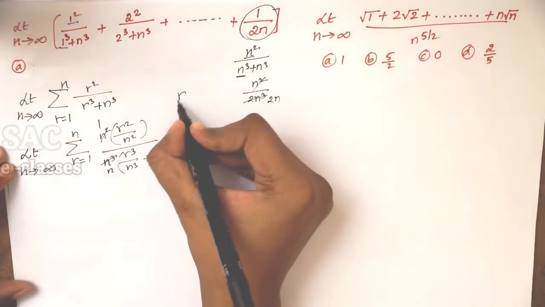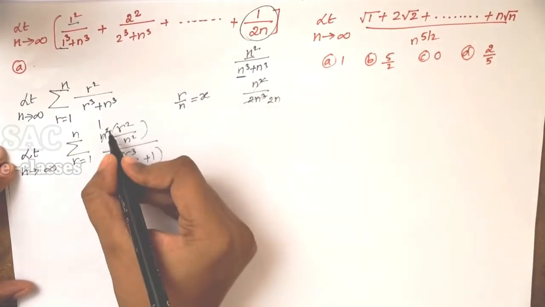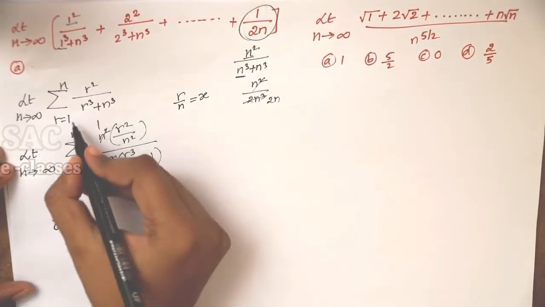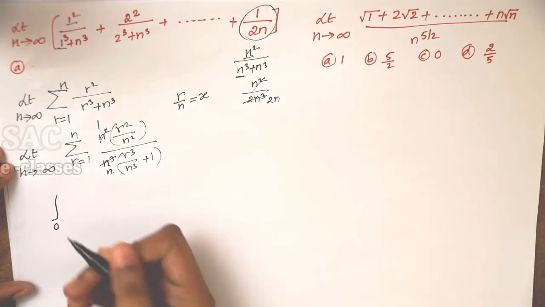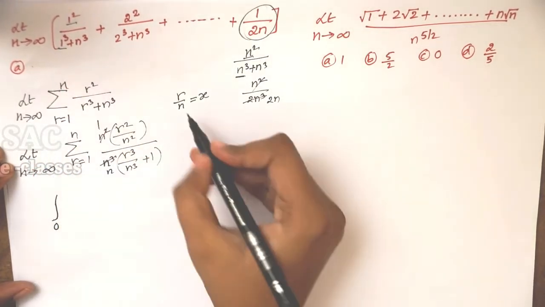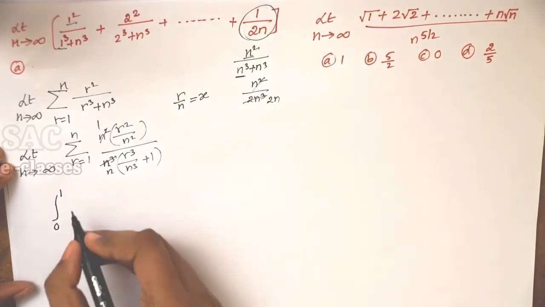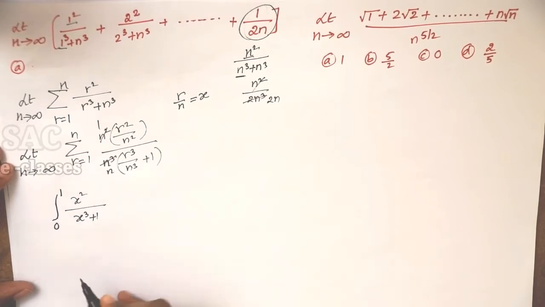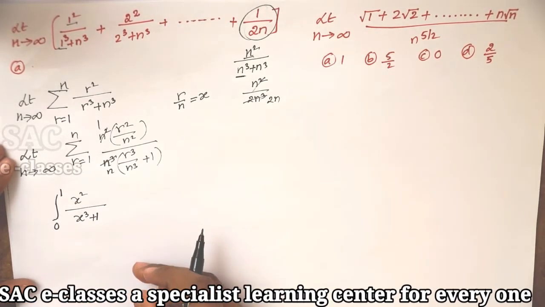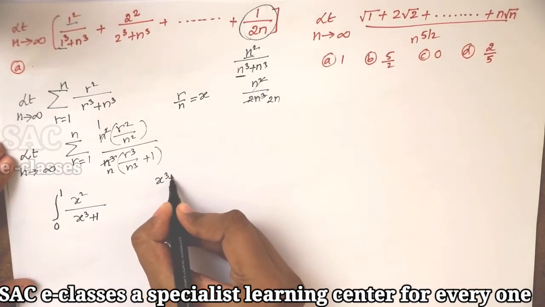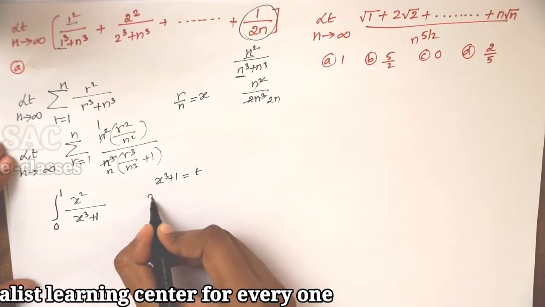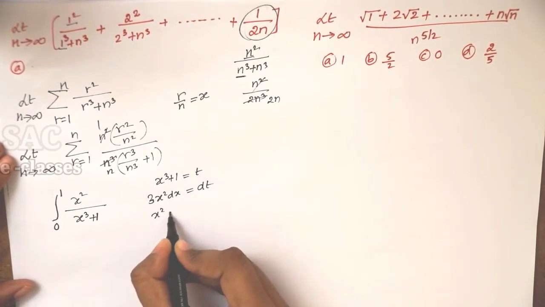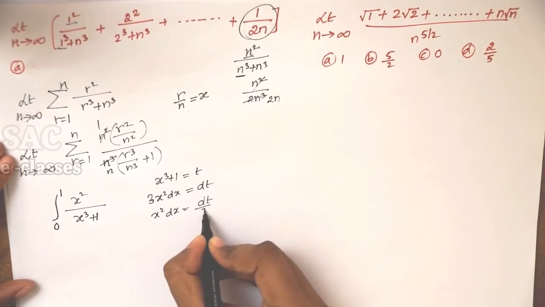Now by taking r by n value as x, this entire will be converted, again lower limit is 0 because anyhow 1 by n is nothing but 0. It is ending with n, so n by n will become 1. Now x square by x cube plus 1. It is exactly looking like the previous problem. We will take x cube plus 1 equal to some t. Then 3x square dx is dt. Then x square dx definitely will become dt by 3.